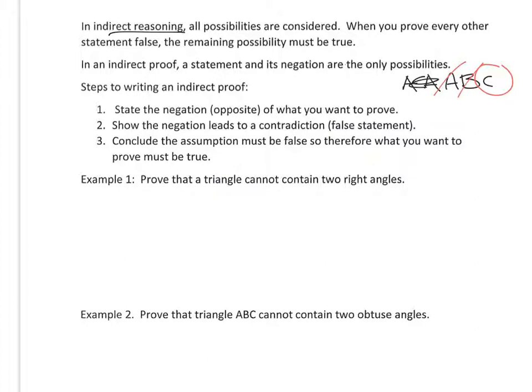In an indirect proof, a statement and its negation are the only possibilities. So when you write an indirect proof, you have to state the opposite of what you want to prove. Here's the first example. Prove that a triangle cannot contain two right angles. My step one is going to be: triangle ABC contains two right angles. Now I'm going to show that there's a contradiction, or it doesn't work.